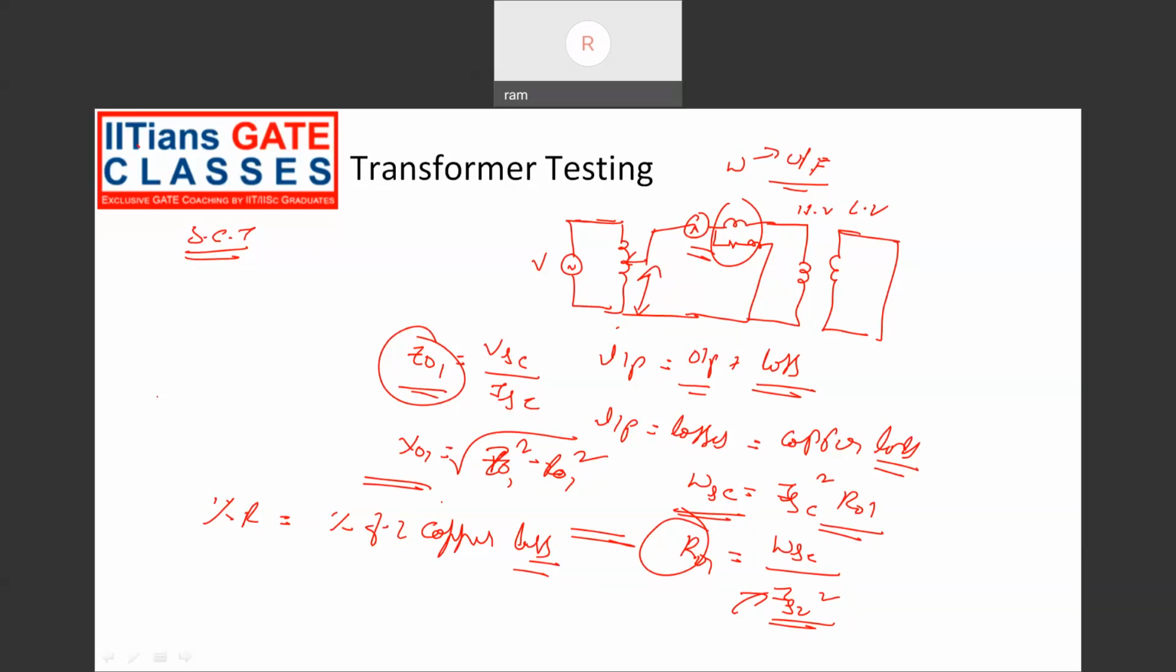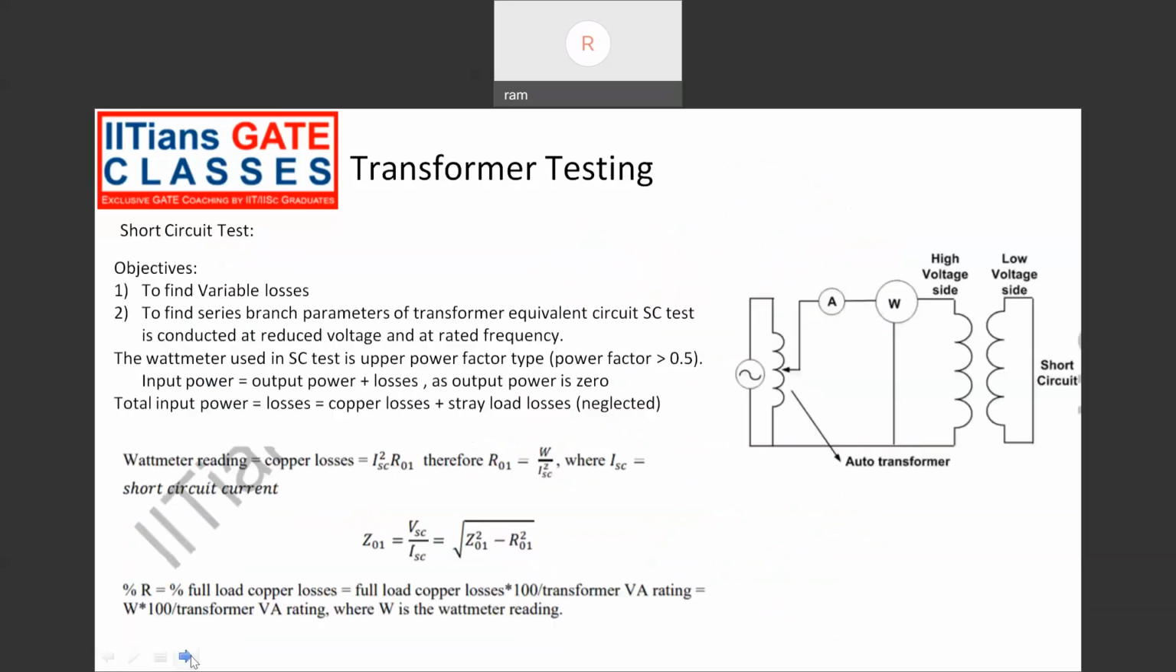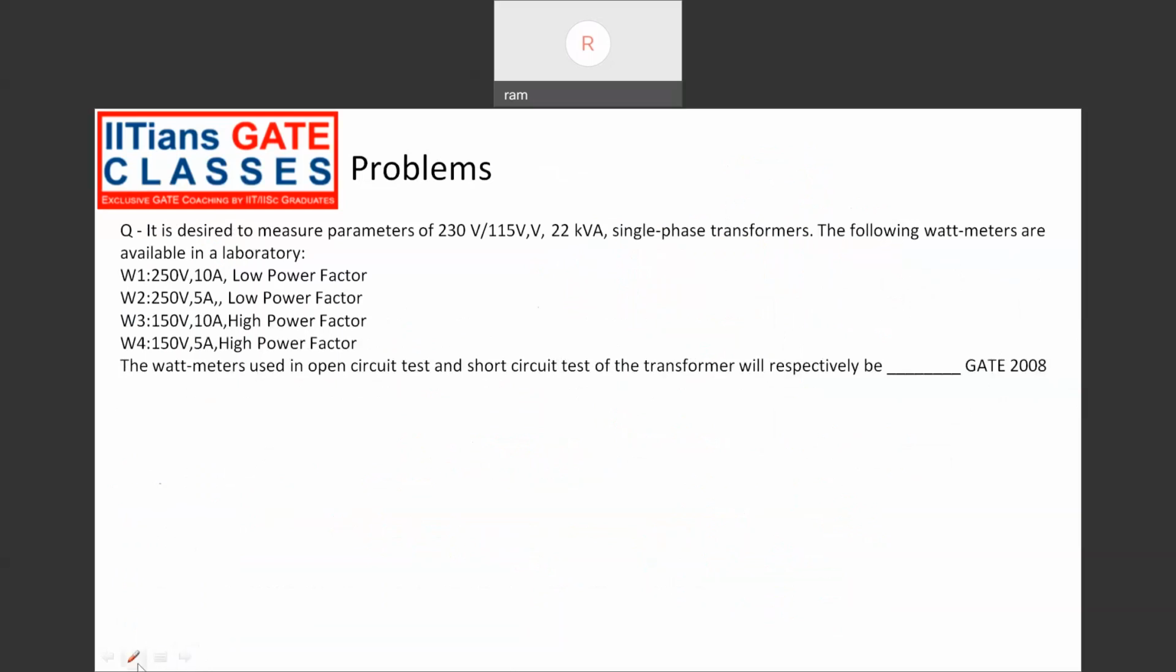Then we'll go to the next question. So this is what we have seen in the earlier slide. This is a GATE 2008 question. It is desired to measure the parameters of a 230 volts, 115 volts, 22 kVA single phase transformer.